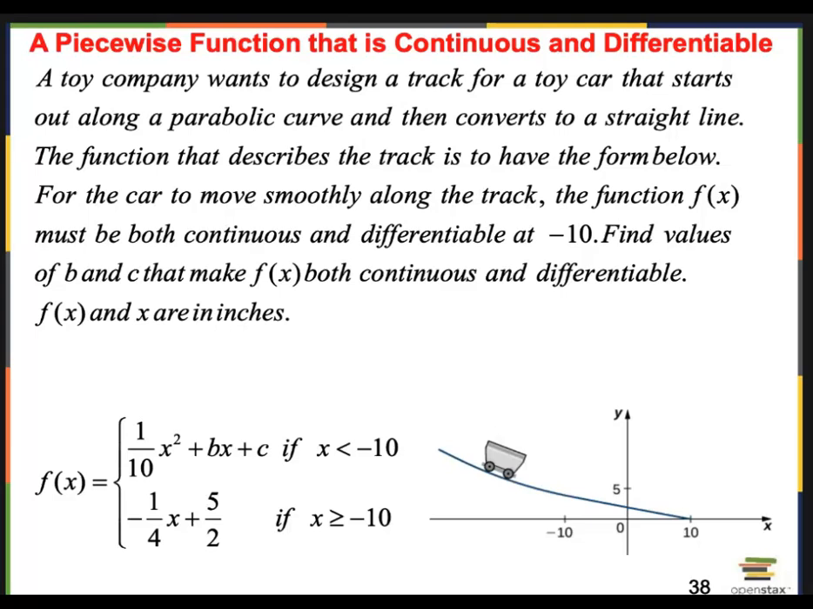That's continuous and differentiable. A toy company wants to design a track for a toy car that starts out along a parabolic curve, then converts to a straight line. The function that describes the track is to have the form below. For the car to move smoothly along the track, the function f of x must be both continuous and differentiable at -10. Find values of b and c that make f of x both continuous and differentiable. f of x and x are in inches.